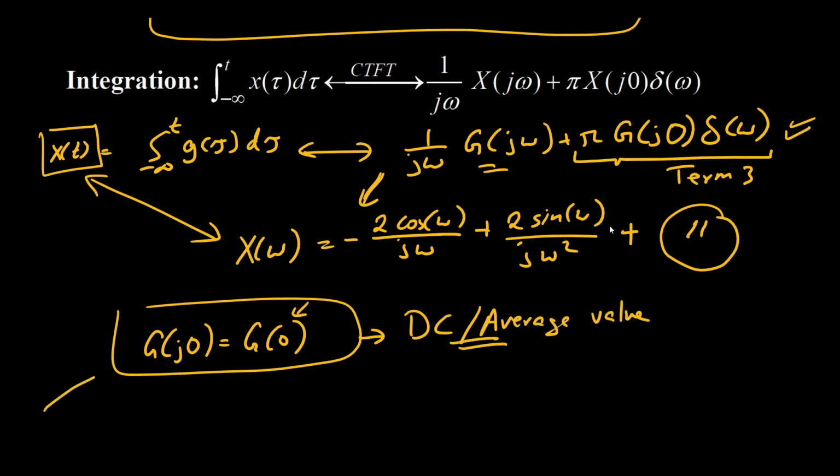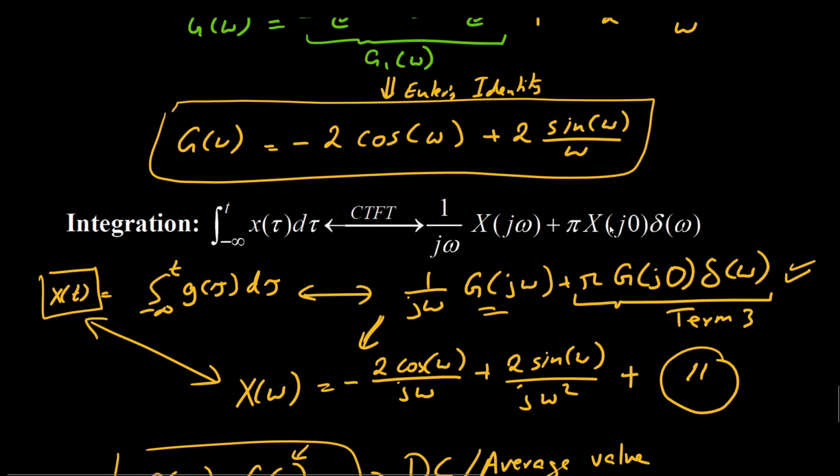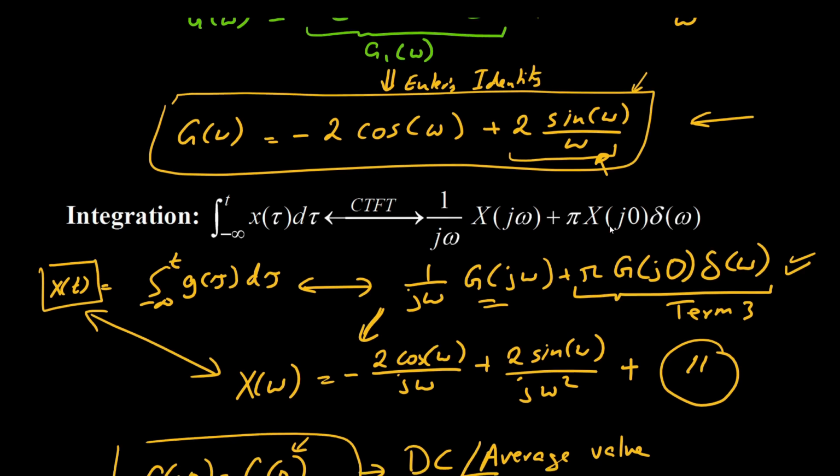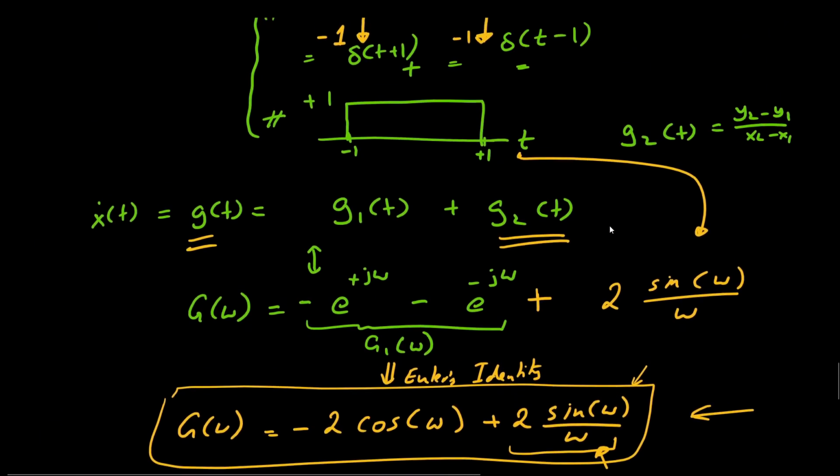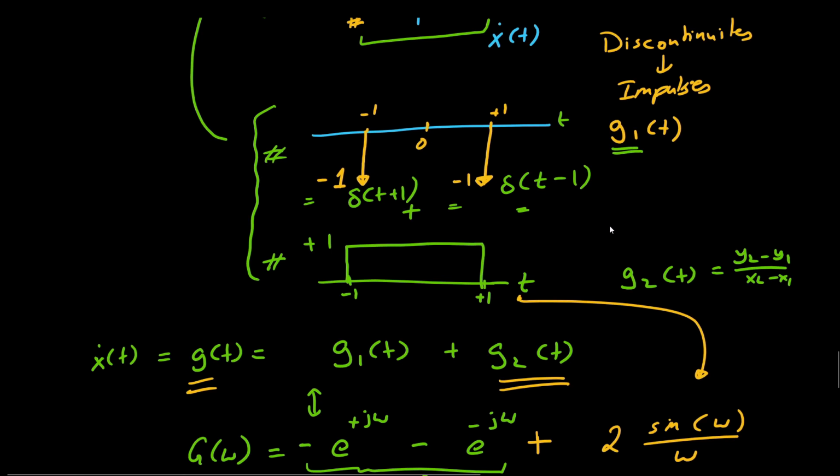Now if we directly put 0 in this equation, we have cos of 0, which is simply 1, and then we have a sine of 0, which is 0, but omega is also 0, so this will be a problematic thing to solve. So we go to an alternate approach, that is this intuition that DC is just an average value of a given signal. So coming back to g of t, which is just a summation of these two signals, this whole thing is g of t.